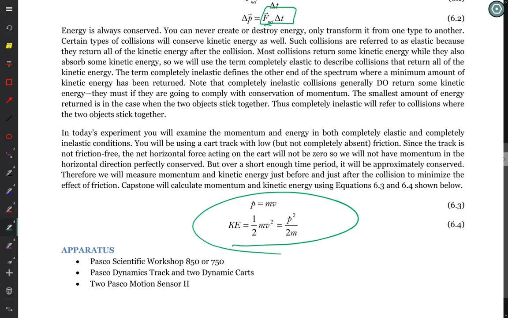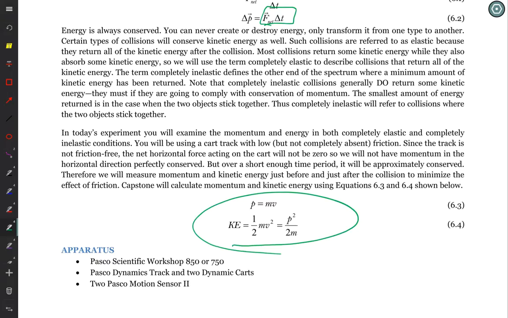These two equations are not shown in your lab guide. Those are the equations you're actually using in the lab today. You're not doing any calculations, so you don't have to have examples of using the equations today, but those are the actual equations we're using. Momentum is mass times velocity.